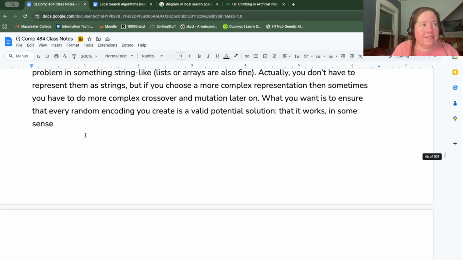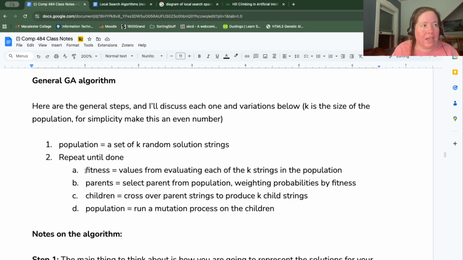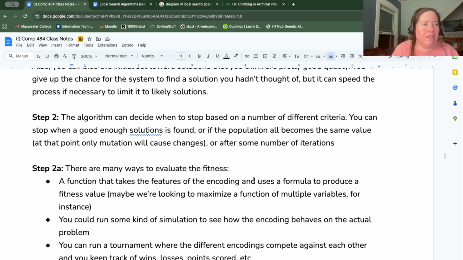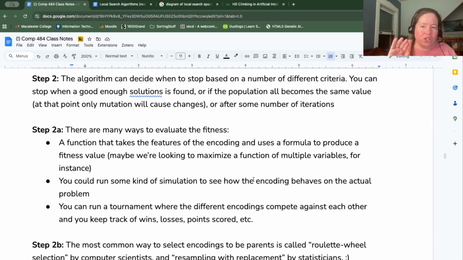All right, the next step in the algorithm was 2A. This was calculating the fitness values. We haven't really talked about how objective functions work, but within genetic algorithms specifically, there are different techniques that are common alternatives that you could use. So there are many ways you can evaluate the fitness.